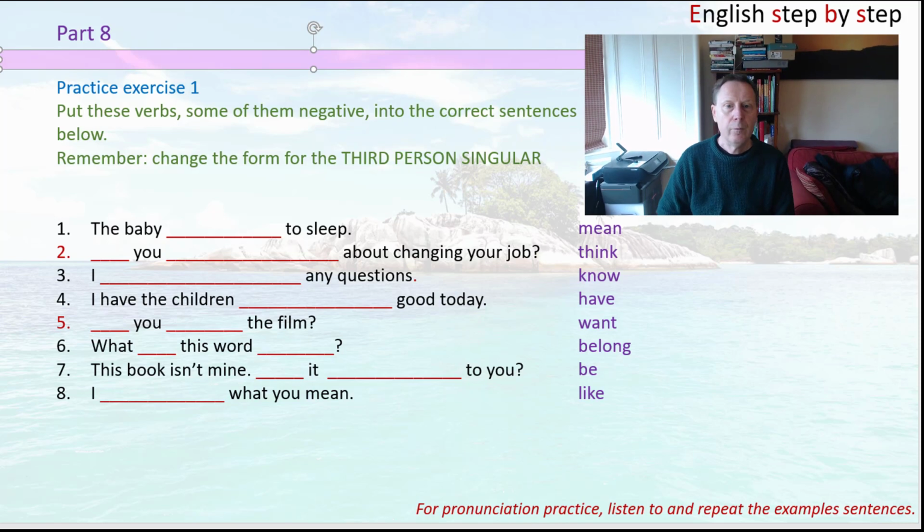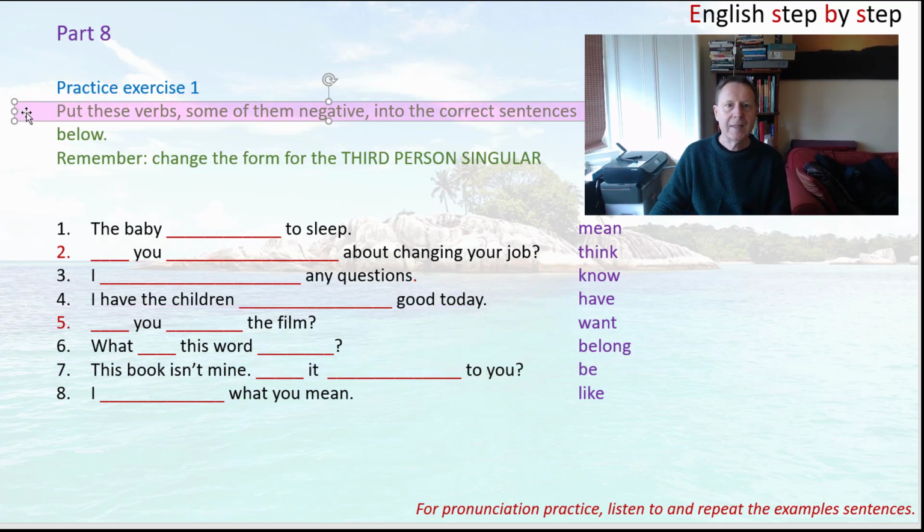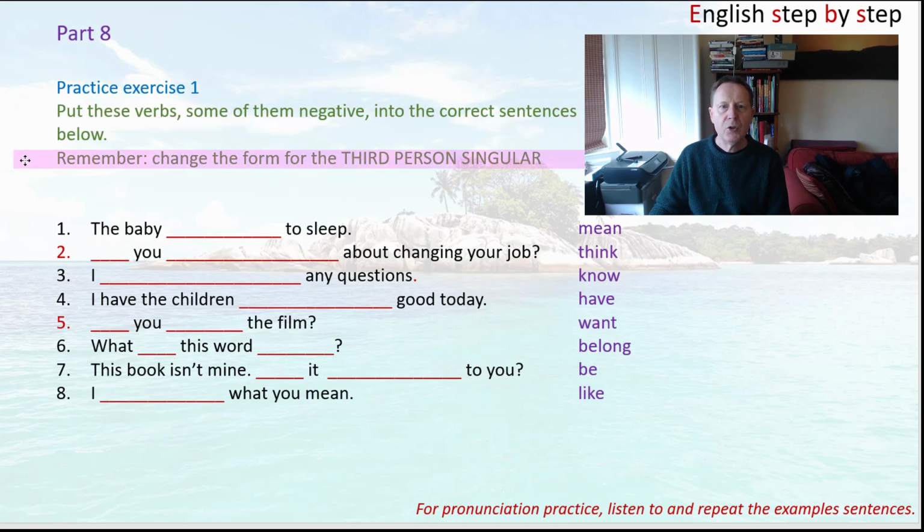You have to complete the sentences using the correct form of the verb, choosing present simple or present continuous. And here are the verbs: mean, think, know, have, want, belong, be, and like. So put these verbs, and some of them are negative, into correct sentences below. Remember to change the form for the third person singular.